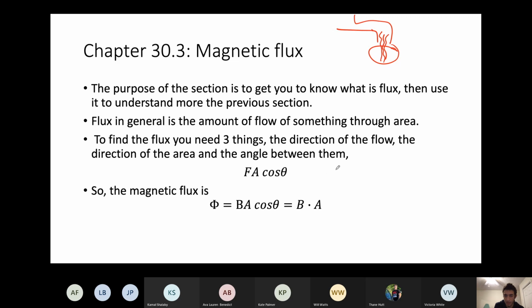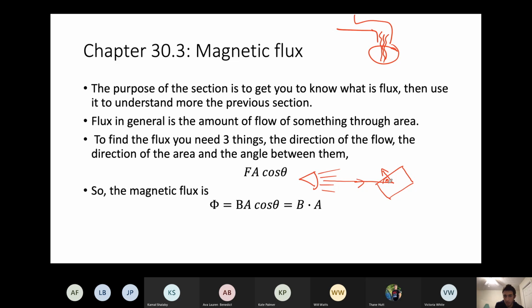Let's say you have a light source here, and you have a screen. The light is going this way, perpendicular, but the screen is facing up that way. That would be the angle between them. That's the angle theta you need to know.